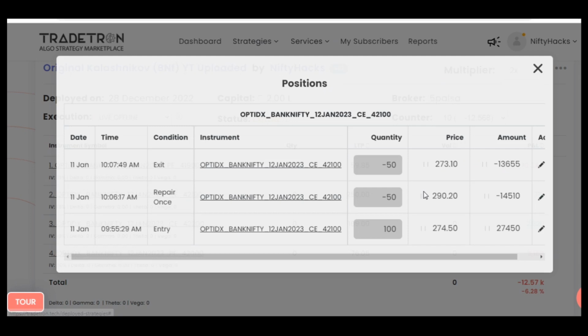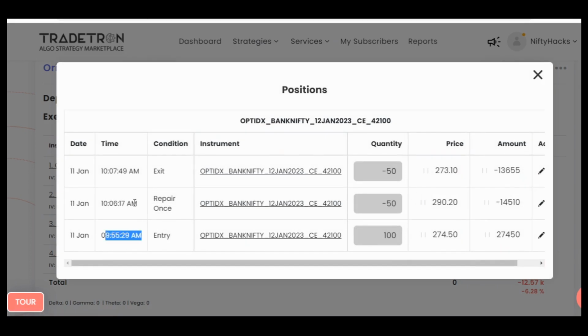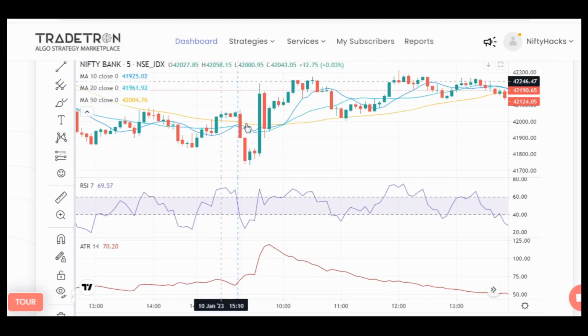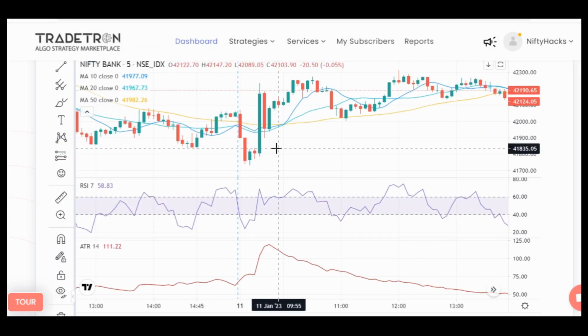Let's check the second entry. It was taken at 9:55, and there a 1:1 risk reward and then a cost to cost exit happened. So 9:55 and 10:07. Let's check this. Okay, at 9:55 RSI crossed above 60 on this candle only, 9:50. So after that, at 9:55 we took entry. Our SL was very small.